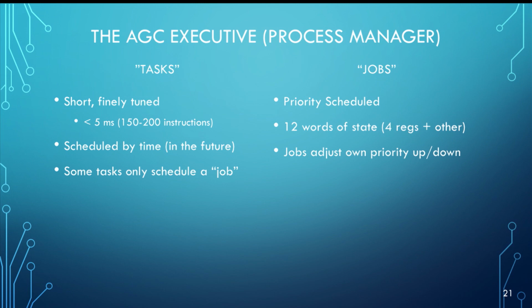Its basic operating system or task manager, it basically broke processes down into two types. Tasks that were very short running, 150 to 200 instructions, and then jobs that were much longer. They could run for hours on the machine. Sometimes a task existed just to turn around and start a job, but it maintained a very short task list that was scheduled by time in the future. It would trigger in the future when a task would trigger, and then larger jobs, which were priority scheduled. So jobs would change their priorities up and down, and the machine would spend more time on a job that was higher priority at the expense of lower priority jobs.